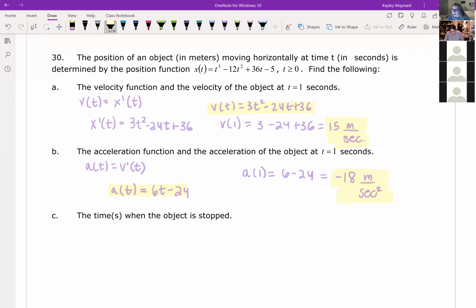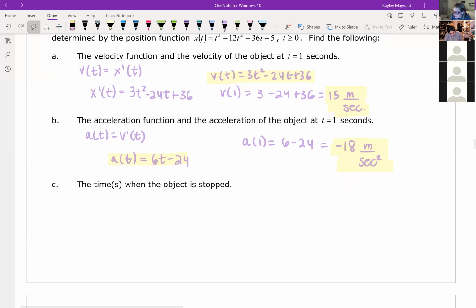Okay, so the next questions are now kind of asking you to interpret the functions that you have and be able to use them. So C asks for the times when the object is stopped. Okay, so the object is stopped when the velocity is 0. So if the velocity is 0, the object's not moving, and that would be when it's stopped. So being stopped means that v of t is equal to 0. So we'd have to find where that's true. So where is 0 equal to 3t squared minus 24t plus 36?